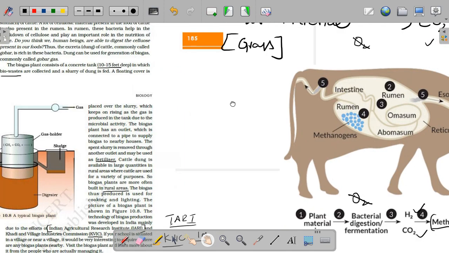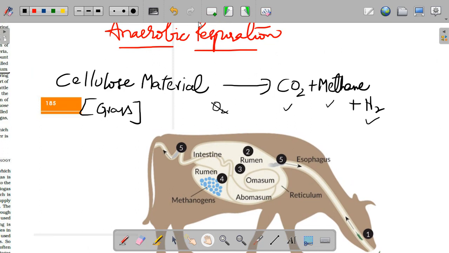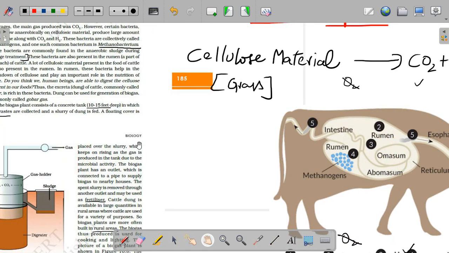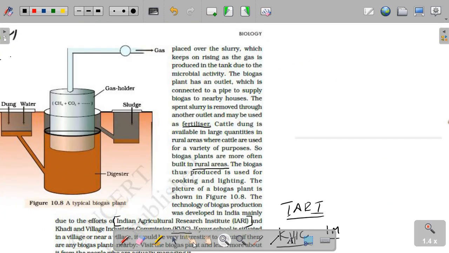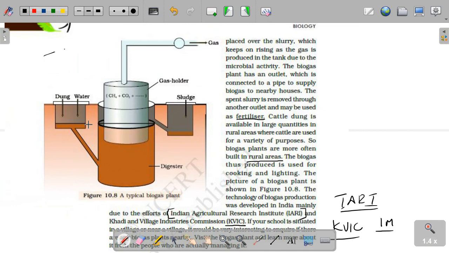And remember the principle right over here: without the absence of oxygen, this cellulosic material cannot produce these end products. So anaerobic conditions must be maintained. Let's see right over here. Here you can see the biogas plant. If someone needs to build a biogas plant, they must build a huge pit in the ground, where from one side they can add dung, that is, gobar. This is called the inlet, where they also need to add water. All the dung mixed with the water will pass into a large chamber called a digester.